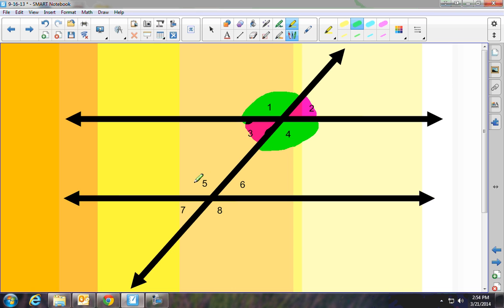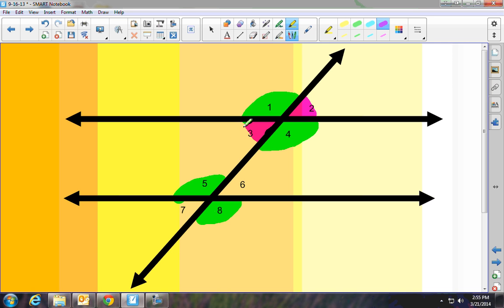Let's head down here to our other line, and we see what angle corresponds with angle 1 down here. Is it 5, 6, 7, 8? One of these angles occupies the same space as angle 1, and that's why we call it a corresponding angle. That angle is, of course, angle 5. So we'll mark that angle like so. And we know that the vertical angle to 5 is 8, and so that angle has to be congruent.